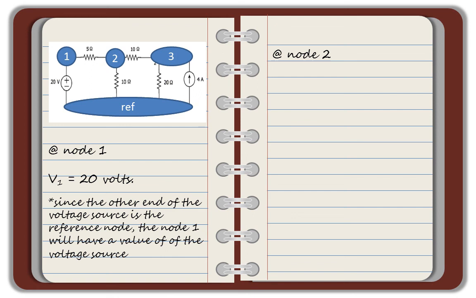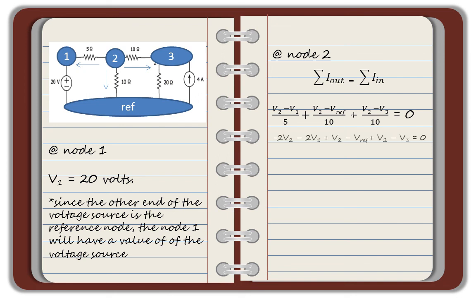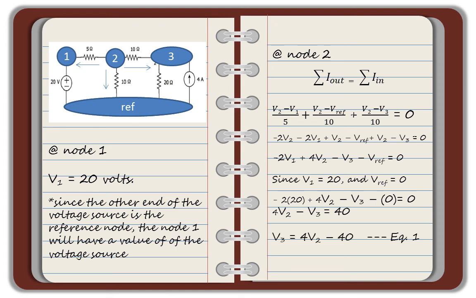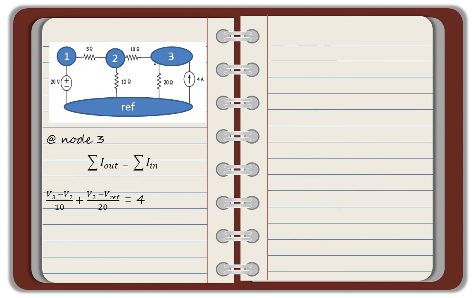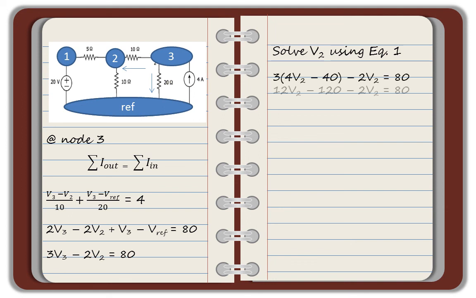Now, let's proceed to node 2. Let's think about KCL, since nodal analysis uses KCL. Remember, KCL, or Kirchhoff's current law, is just the summation of the currents out is equal to the summation of the currents in. Using that equation, we can formulate the equation for V2. Then using node 3, still using KCL.